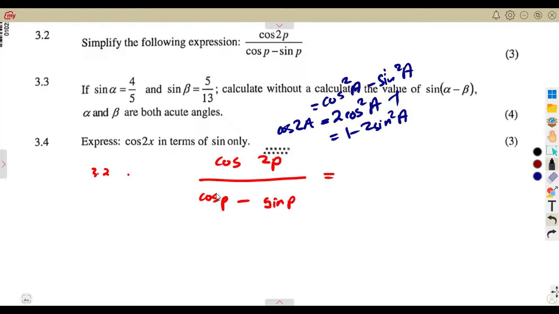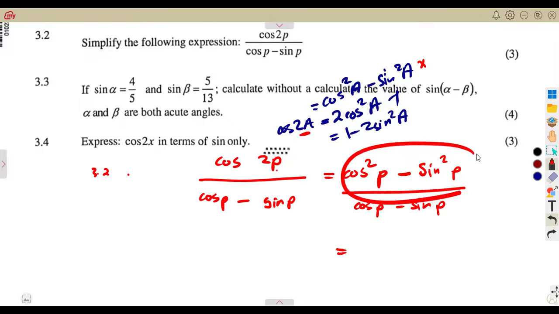So according to our question, we can see that there's a cos p minus sine p in the denominator. So we can opt for the first one, that is cos a minus sine a, because there we know that a difference of two squares can emerge. So we are going to take the first one instead of the second one or the third one. So this is p, not a. So it is going to be cos squared p minus sine squared p, just like here, cos squared a minus sine squared a, from cos 2a. Everything over cos of p minus the sine of p.